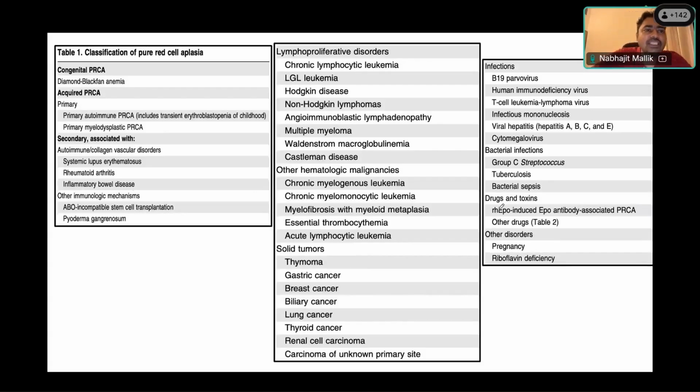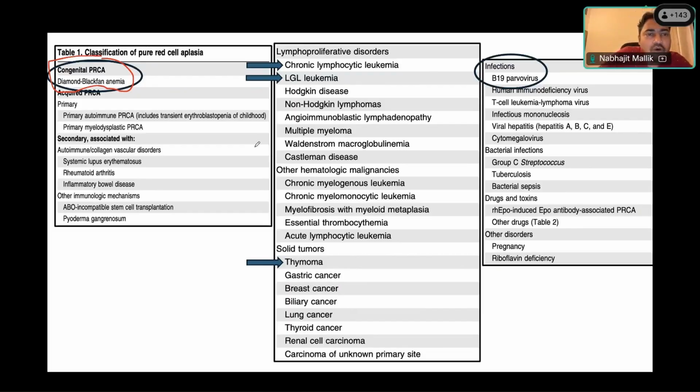This is how we classify pure red cell aplasias. They can be congenital pure red cell aplasia, which is basically the DBA or the Diamond-Blackfan anemia. And then we have a lot of acquired ones. In the acquired ones, you have infections being the most common, right? Parvovirus B19 infection, I think all of you know this. Parvovirus B19 infection is the most common cause of secondary pure red cell aplasia. Then we also have some lymphoproliferative disorders. Always remember CLL, LGL leukemias. These are commonly associated with PRCA, especially LGL leukemia. And also in the solid tumors, we have thymomas, right?